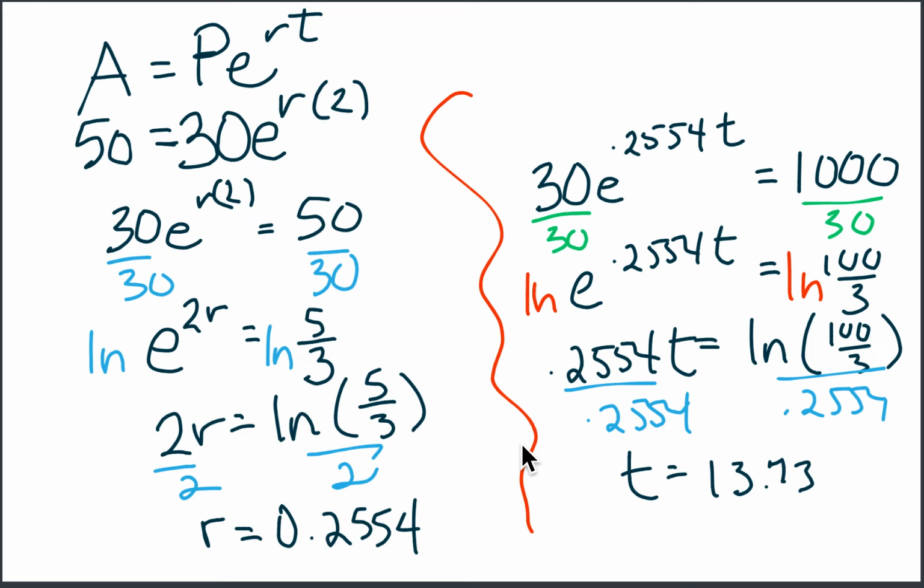That's almost 14 days. So in about 2 weeks, I'm going to have gone from having 30 weeds to 1,000 weeds. Right? But the big idea here, guys, is that it did not give us the rate, and we just needed to use the original numbers that we had to calculate the rate. Then once we have the rate, we can find lots of other information.